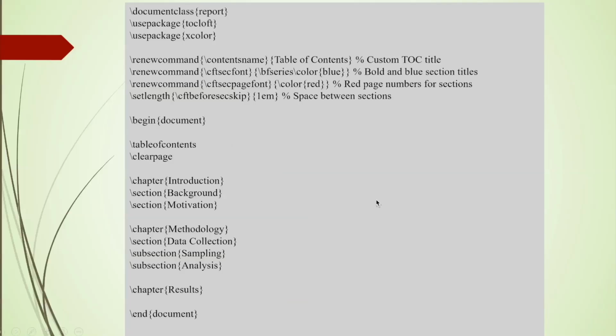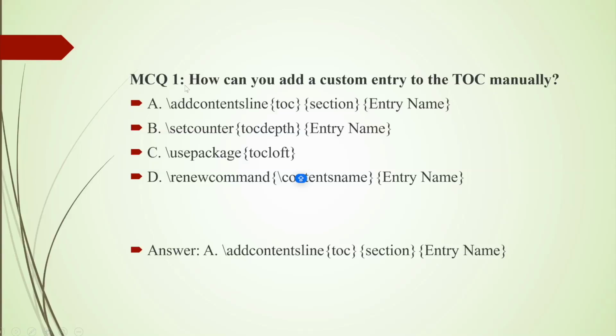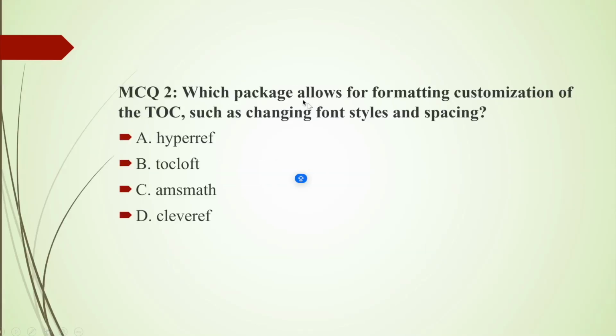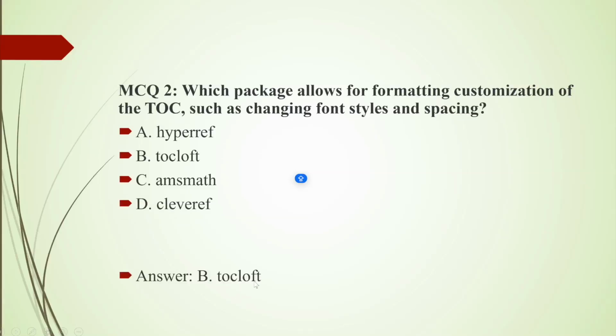Next, there is a question: how can we add a custom entry to the table of contents manually? And this is the answer. A, we can enter the name here and we get the answer. 2, which package allows formatting customization of the table of contents, such as changing the font styles and spacing? These are the options, and the correct option is tocloft.